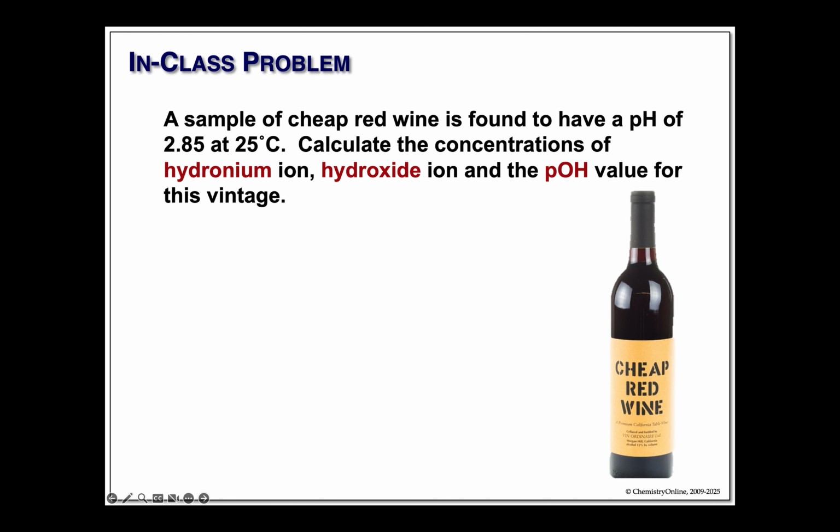In one form or another, I put this problem on exam 2. Okay, that's a hint. It's as simple as it could be. Here we have cheap red wine, pH at 2.85. I assure you, you do not want to drink this. Can we calculate concentrations of hydronium, hydroxide, and pOH?